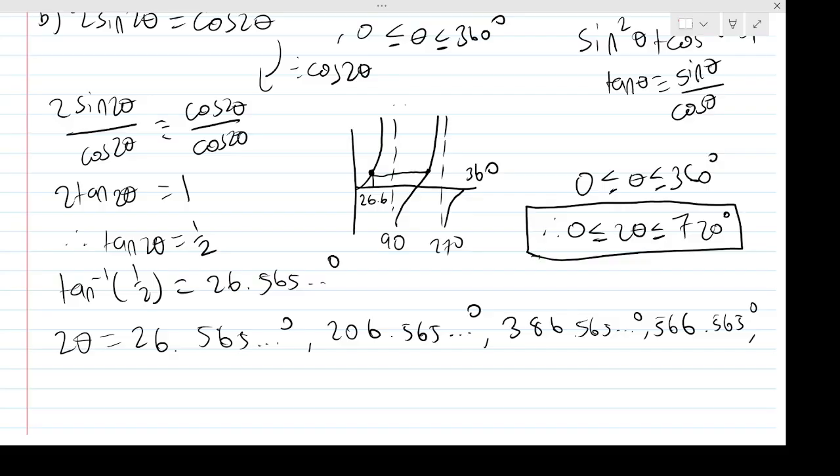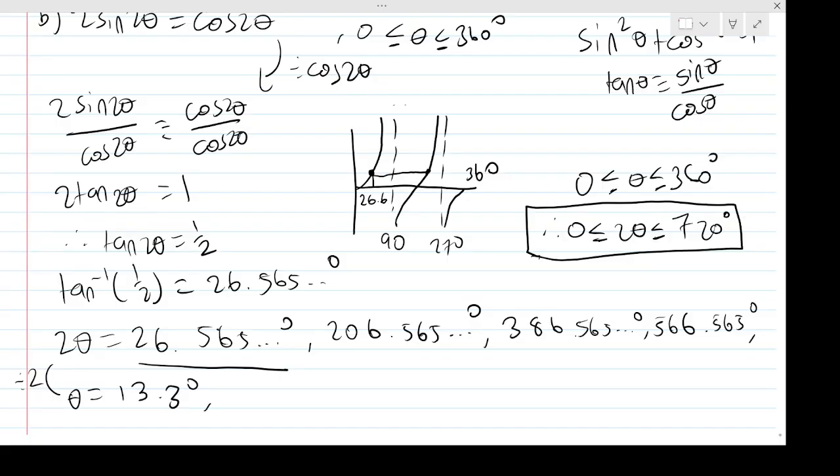Well, those are my values, but this is 2 theta. So therefore, to get to theta, I then need to divide by 2. So then I just get theta. And then I just need to divide every number by 2. So firstly, this 26.565. Divide that by 2, I get 13.3. Again, I'm going to round that to 1 decimal place.